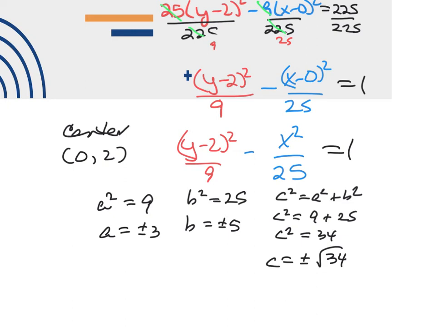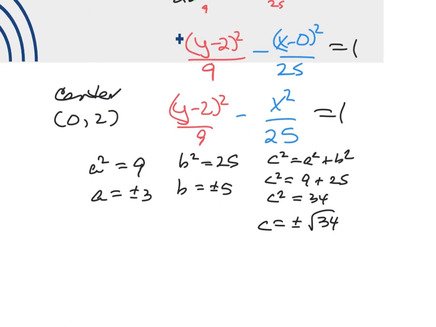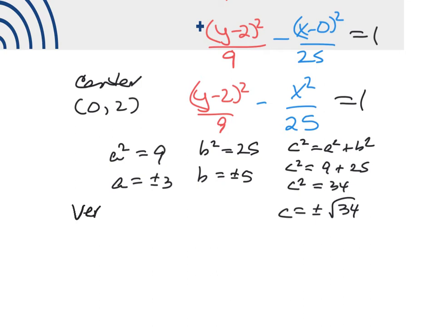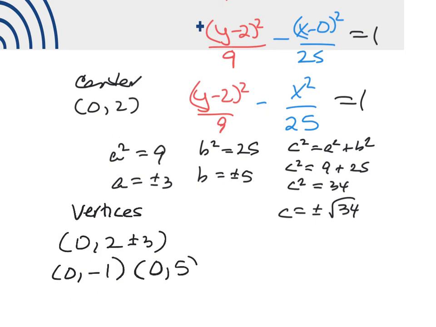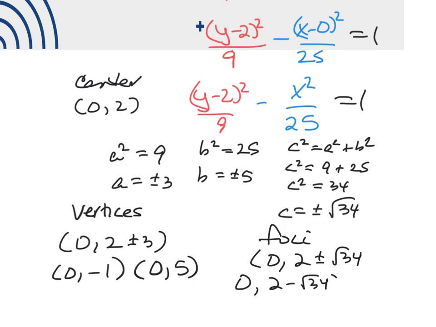I need to find the vertices, foci, and asymptotes. For the vertices, you're going to add the A value to the y of the center. So my vertices are going to be located at (0, 2 minus 3), so that's -1, and then 2 plus 3, which will be 5. The foci are (0, 2 plus or minus root 34), so one at 2 minus the square root of 34, and one at 2 plus.